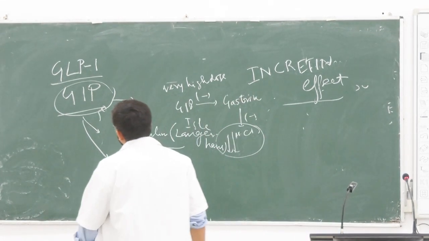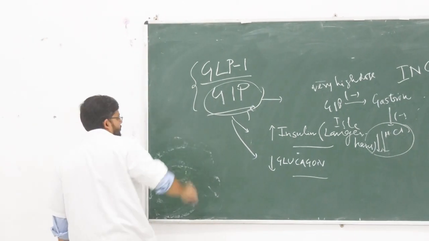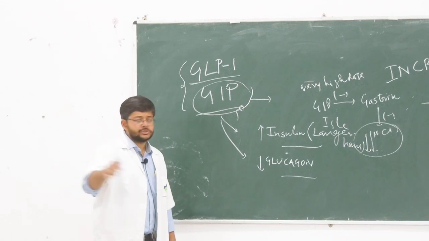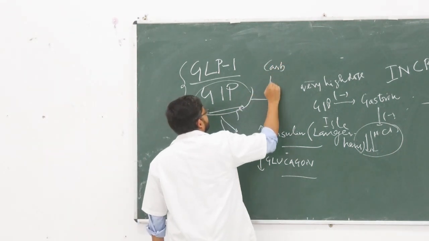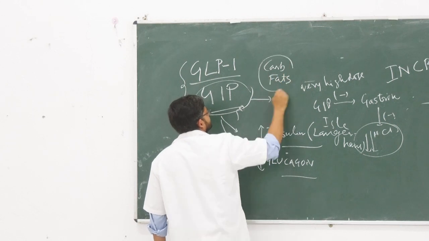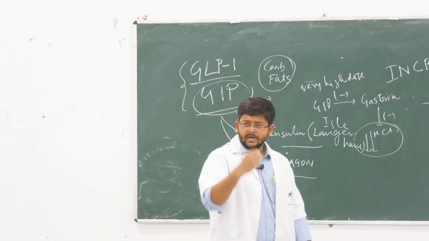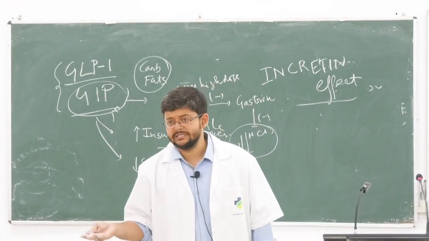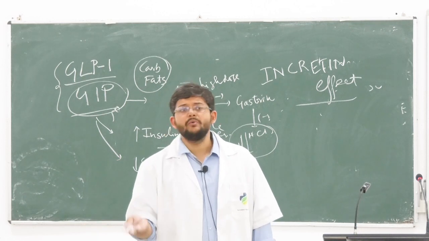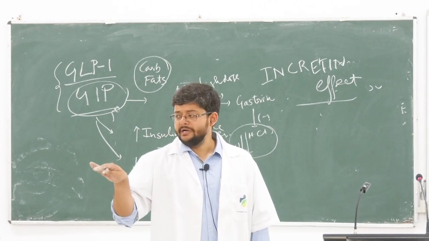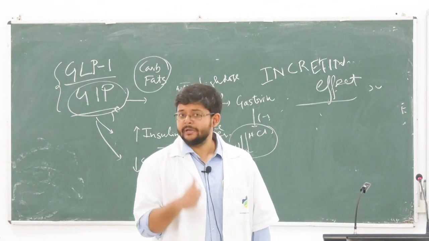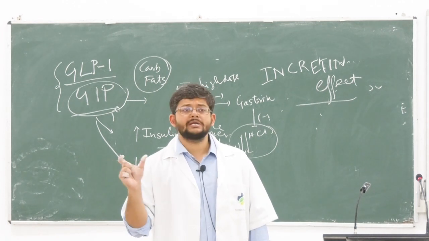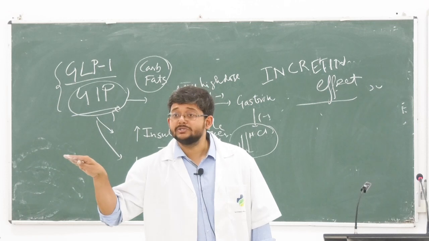So what it comes down to is that these hormones are secreted whenever our GI tract is exposed to carbohydrate and fats. Whenever we take carbohydrates and fat, GIP and GLP-1 are secreted. The moment they are secreted, they will increase the insulin level. They will reduce the glucagon level. And to some extent, they will prolong the time of gastric emptying. If we combine all three, that will stabilize the sugar level.